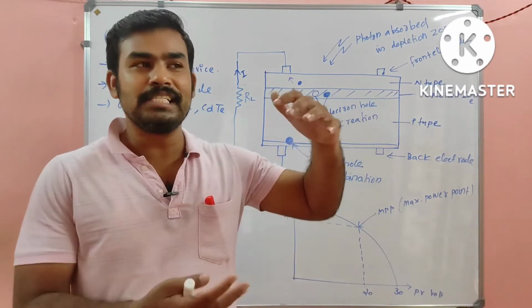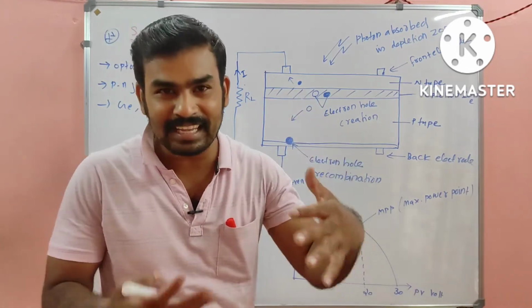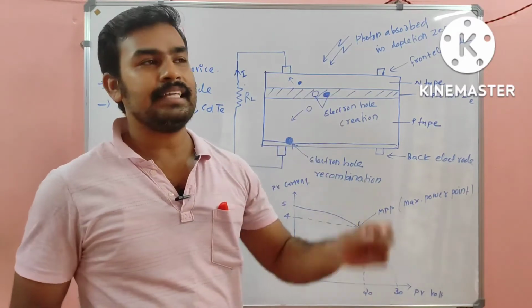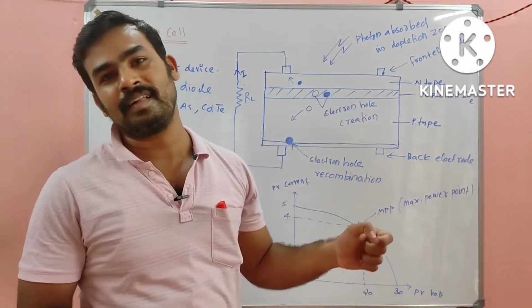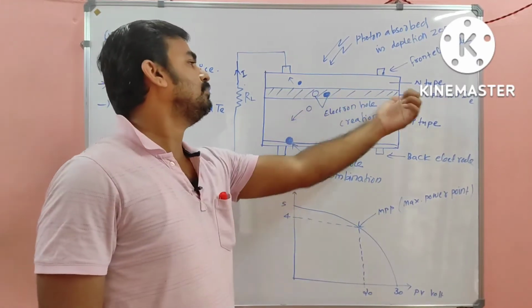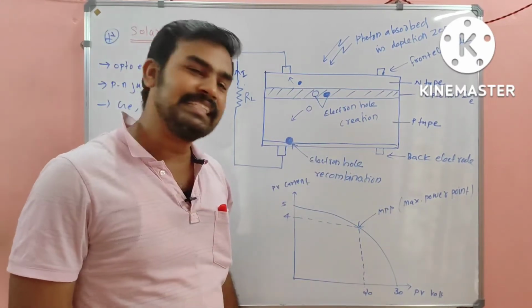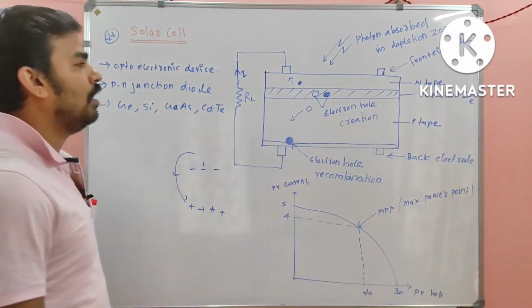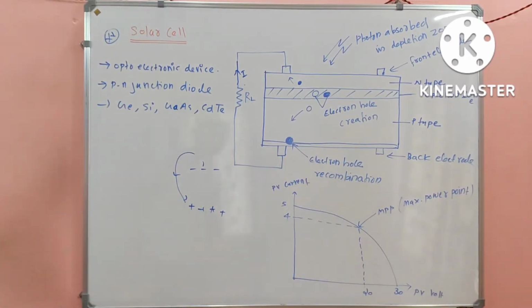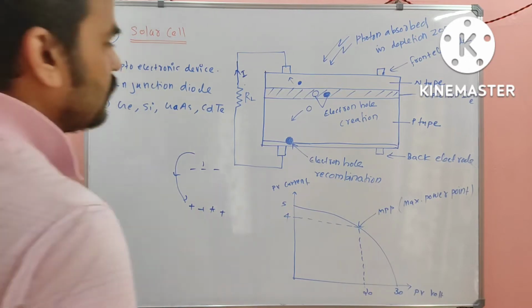We want it to act like a solar cell. So if you want it to act like a battery, then the potential difference should be there. Clear? That is making the potential difference by the depletion layer. Is it clear, my dear? So that is the simple working of the solar cell. I hope you understood everything, right?